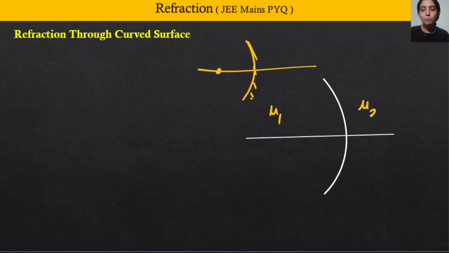mu1 and mu2, and there is an object kept in one medium, then after refraction an image will get formed. What will be the position of that image? You have the equation mu2 by v minus mu1 by u is equal to mu2 minus mu1 by r.